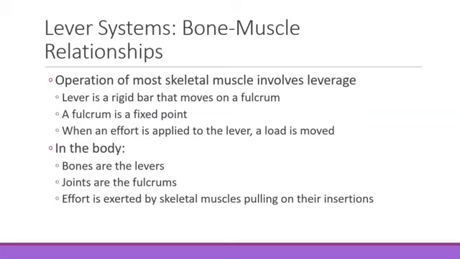Now, a fulcrum is a fixed point. When an effort is applied to the lever, a load is moved. In the body, we can relate bones as being the levers. Joints are the fulcrums, and the effort is exerted by skeletal muscles that pull on their insertions. And we have different types of levers in the body.